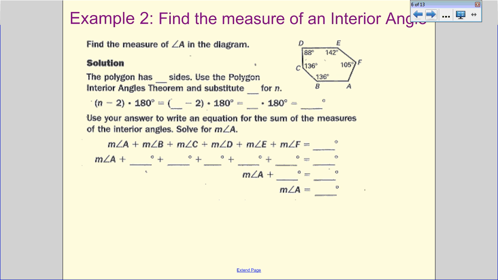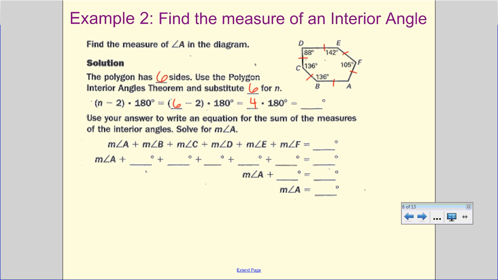All right. Now what we want to do is find the measure of one interior angle. So if we look at the diagram, the polygon has 1, 2, 3, 4, 5, 6 sides. So using that polygon angle theorem, we're going to substitute 6 for n. So 6 minus 2 is 4. And 4 times 180 is 720 degrees.